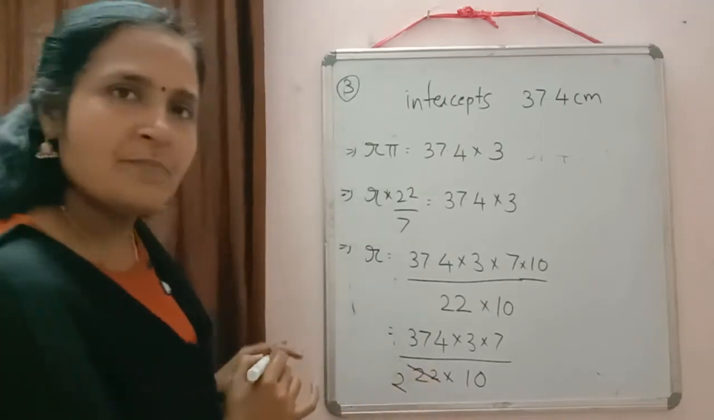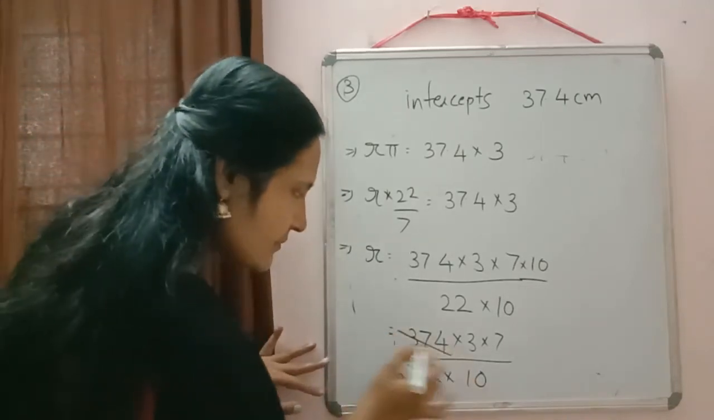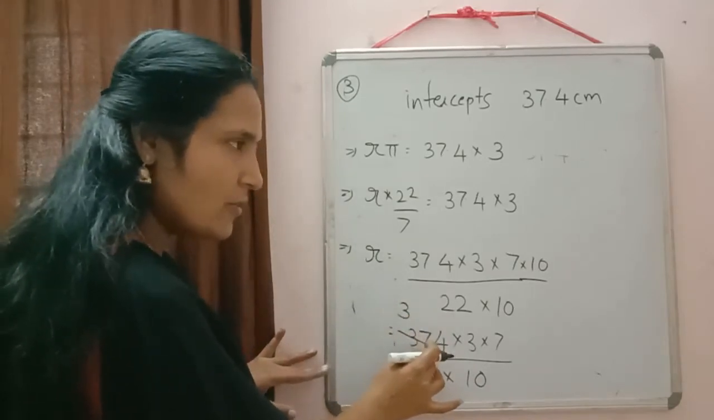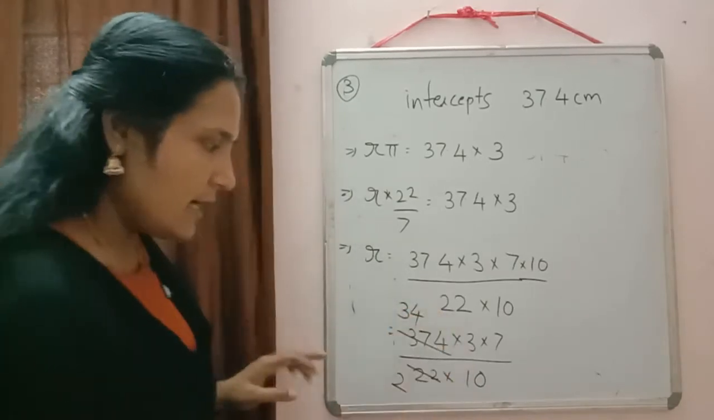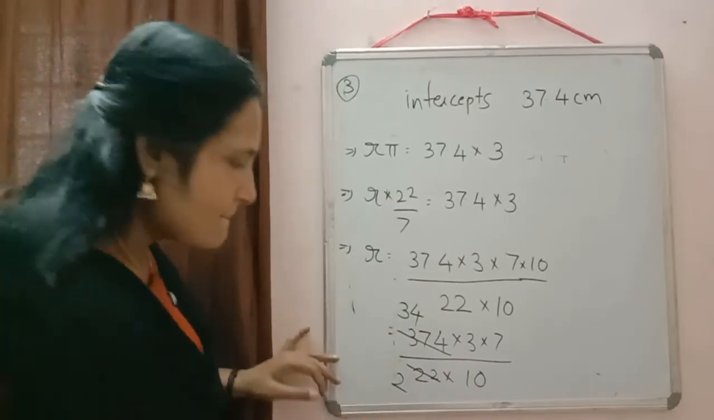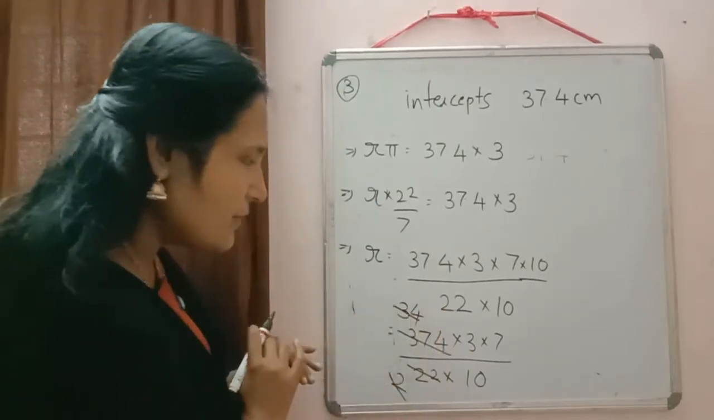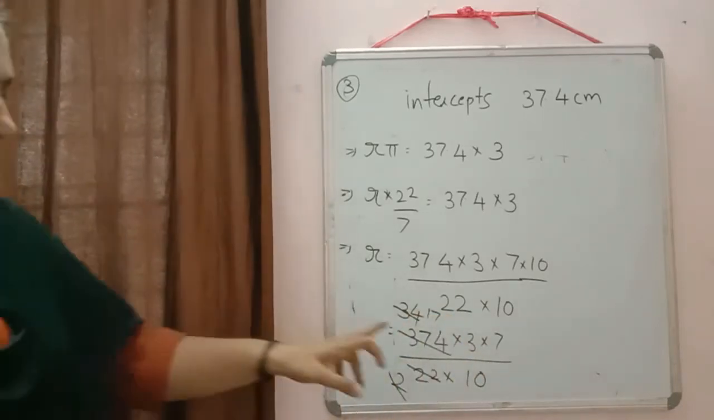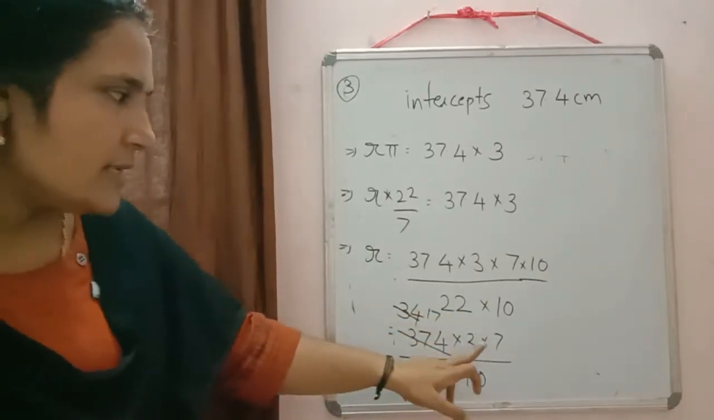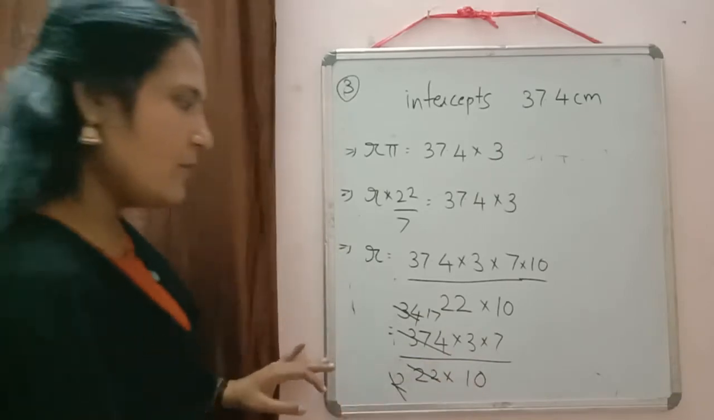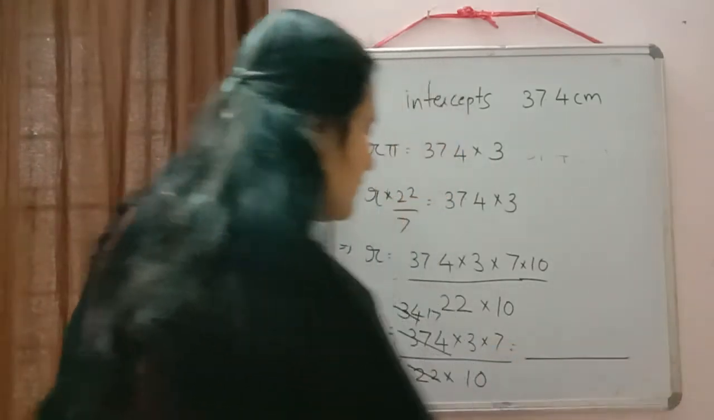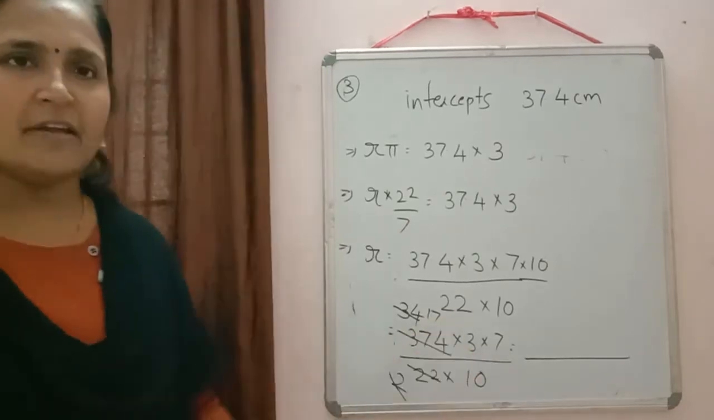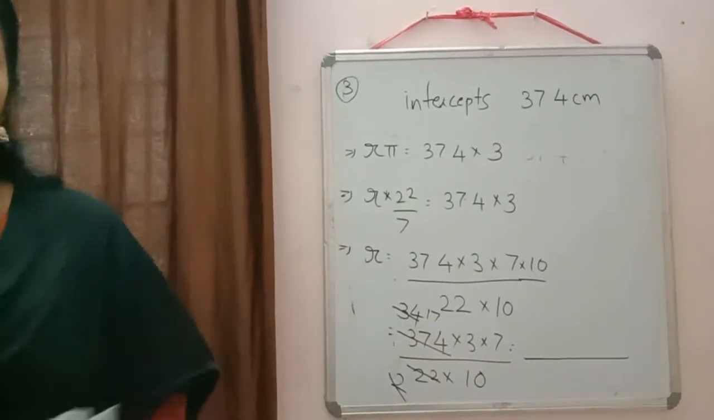Okay, so we can divide by 11. 11 twos are 22, 11 threes are 33, 37 minus 33 is 4, so 11 fours are 44. Again it is divisible by 2, so we can divide by 2. So it will be equal to 17. So we are getting 17 into 3 into 7 by 10. Now you can do the calculation and write down what the radius will be. This I am leaving for you. This concept is clear.